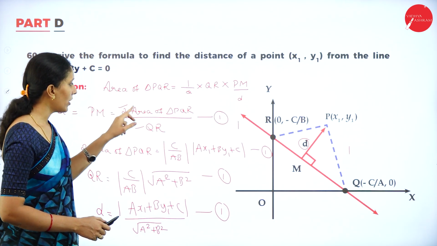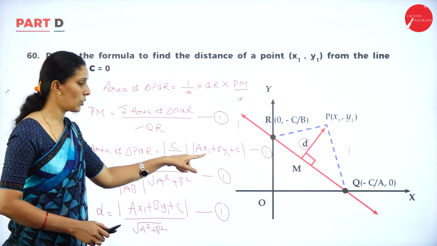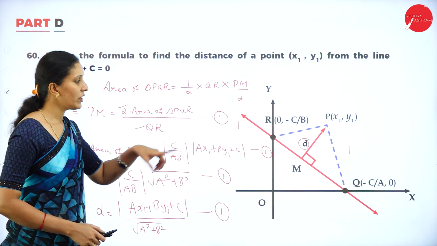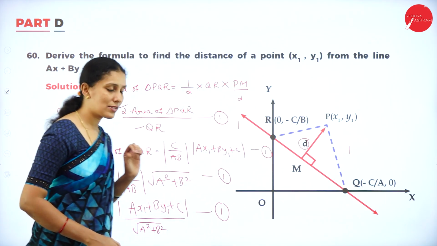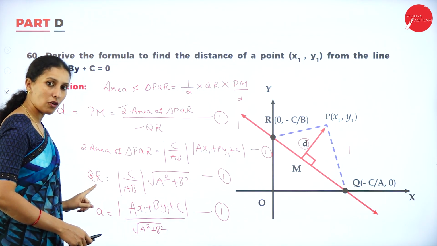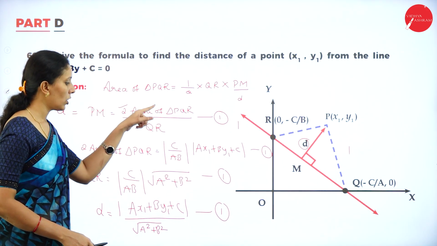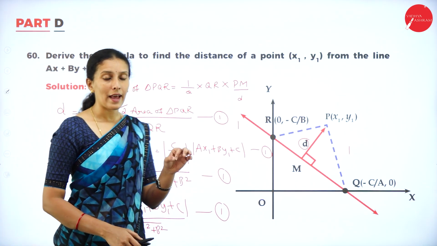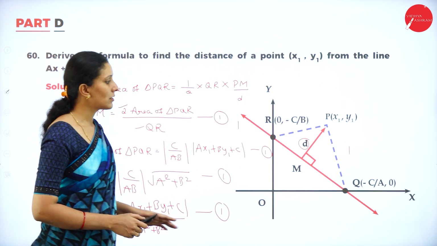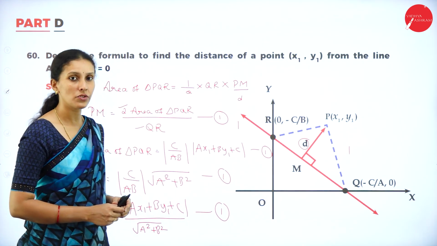After that, you need to find out the area of triangle PQR with the help of the coordinates, which results in this equation, 1 mark. Again, with the help of QR coordinates, that is applying the distance formula, you need to find out the length of QR. Substituting area of triangle PQR and QR in equation 1, finally you will get the distance of a point from a line, carries 1 mark. So this is how the marks are distributed for this theorem, and this is how you need to solve this theorem.